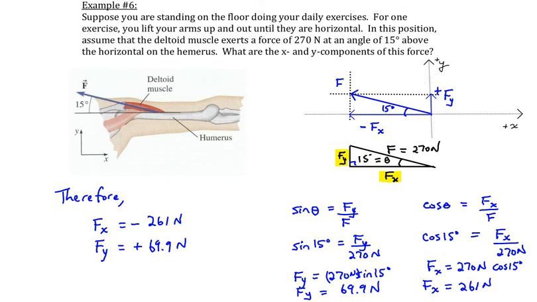If we were simply just asking for the magnitudes of these forces, we would just simply want the numbers. But if we were asking for the x component and y component vectors, then we should be including the signs. Okay, and that's it for example 6.